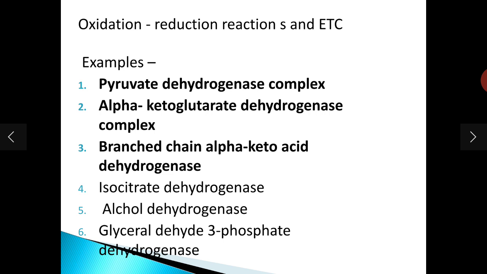Some of the examples I have given here are oxidation reduction reaction enzymes. The enzymes which require NAD or NADP as coenzymes are: the pyruvate dehydrogenase complex, the alpha ketoglutarate dehydrogenase complex, where NAD is the coenzyme for these enzymes, branched chain alpha keto acid dehydrogenase, isocitrate dehydrogenase, alcohol dehydrogenase, and glyceraldehyde 3-phosphate dehydrogenase. These are the different enzymes which are dependent on NAD.